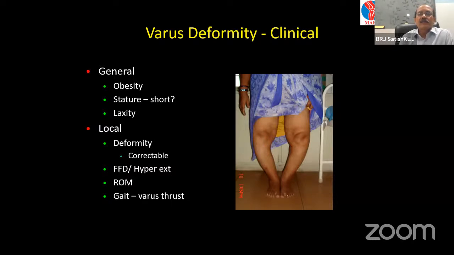And in gait, you can see whether the patient has a variant of a tender gait or waddling gait that most of these patients with bilateral varus will have. And some patients will have a significant varus thrust. If the varus thrust is there, that means these patients will have significant stretching of the lateral side structures.